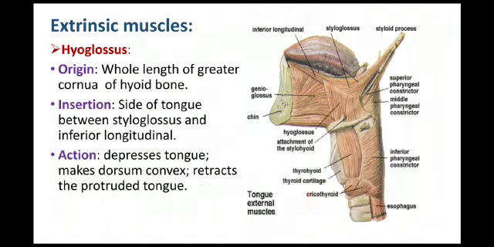Hyoglossus. It originates from the whole length of the greater cornu of hyoid bone. It is inserted to the side of the tongue between the styloglossus and inferior longitudinal. It depresses the tongue, makes the dorsum convex, and it also retracts the protruded tongue.